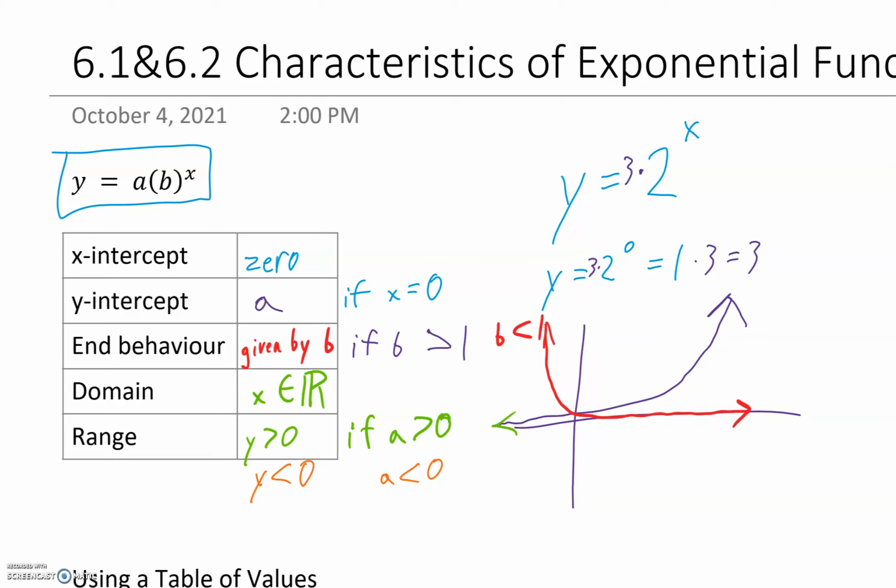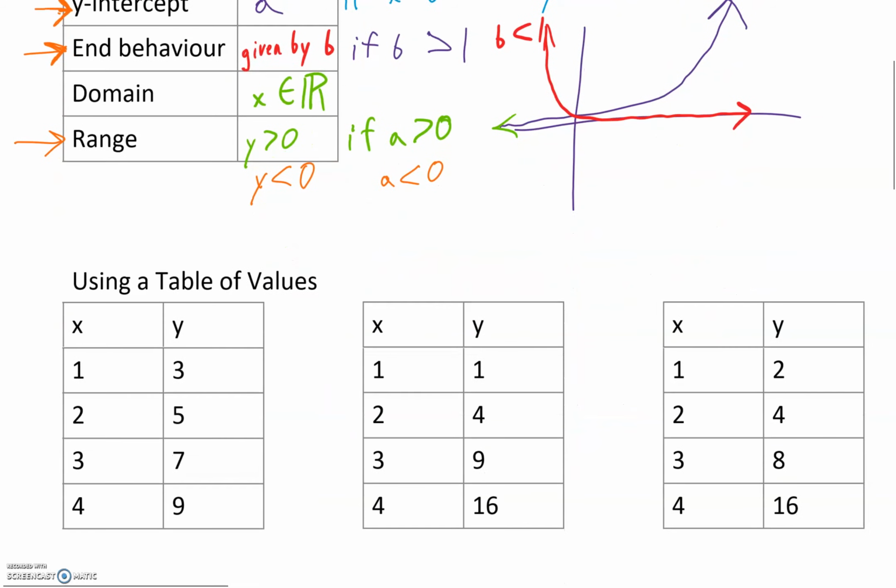All right, so two really important things to keep in mind here. Our y-intercept is given by the value of a. Our range is given by the positive or negative part of a. And the shape of the graph is given by b. Those are the three things to look at. The x-intercept being 0 is just common along all of them. Domain being any x is the same along all of them.